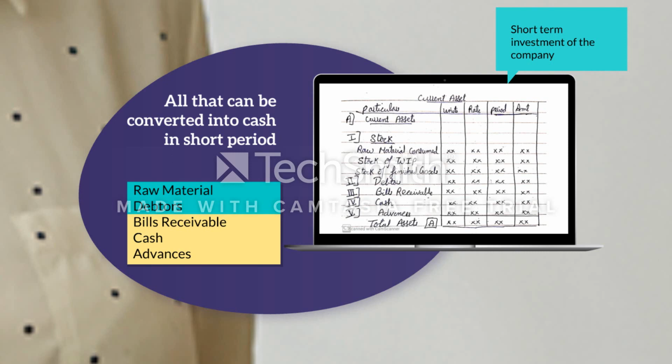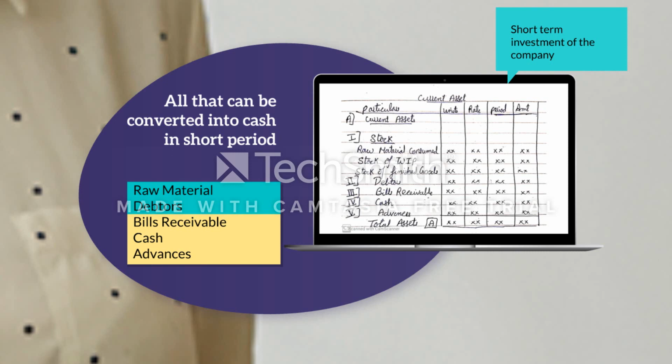Example over here, raw material. Raw material, you are buying it through cash. Within a few days it would be converted into finished goods and it could be sold in the market. When you are selling it, again you will get cash. So in this cycle, you are investing cash and getting cash quickly. That is known as a short-term period, and so it is known as current asset.